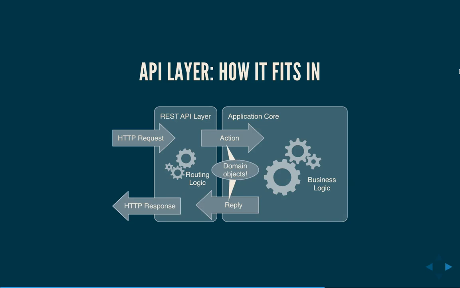So the API layer should sit on the side and be completely encapsulated and decoupled from the rest. And it's the job of the API layer to raise the abstraction level from HTTP requests to the actions that mean something to your application core, and on the way out, to lower the level of abstraction from the replies that come back from your application core to something that means something in the context of HTTP.